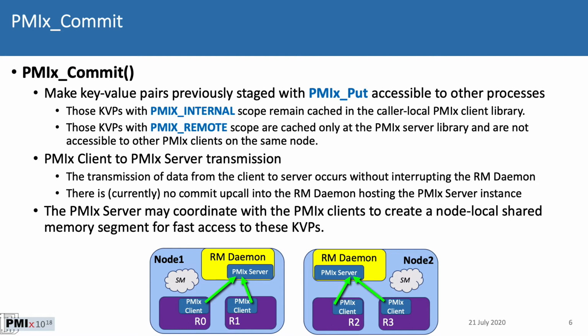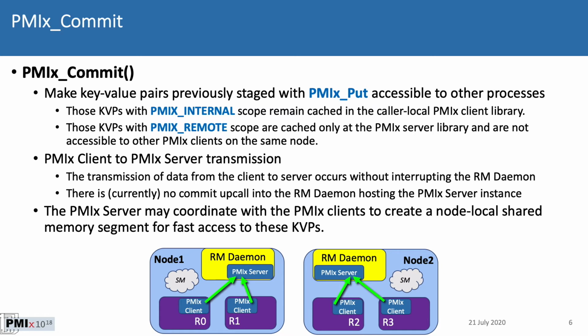Those key value pairs with internal scope are not shared outside the caller, so they're kept in the client library. And those with the remote scope are usually pushed to the PMIx server and not accessible to the PMIx clients on the same node. During the commit call, the PMIx client will transmit the data to the PMIx server instance inside the resource manager daemon, the RM daemon. There's currently no upcall into the RM daemon to let it know that this is happening, so the RM daemon is not interrupted here.